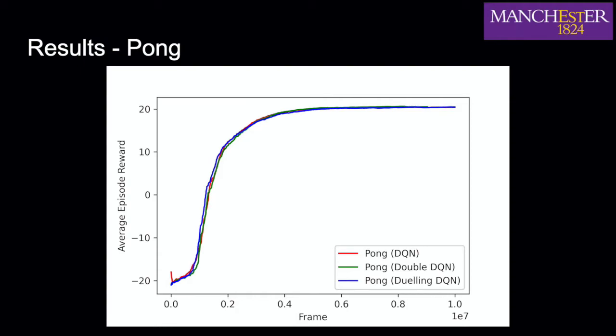Now we can look at some of the results from training. All 3 of the methods reach a score of around 20 after about 5 million frames, eventually converging to the perfect score of 21 after 10 million frames. Since all 3 of the methods converged very quickly, it shows that Pong is the simplest of the environments, and that's why we used it to test out the methods initially.